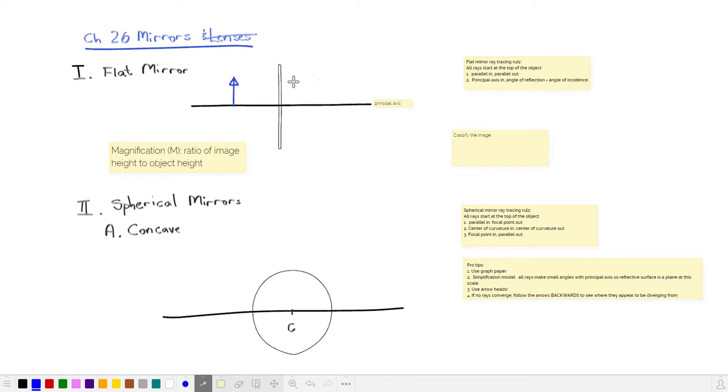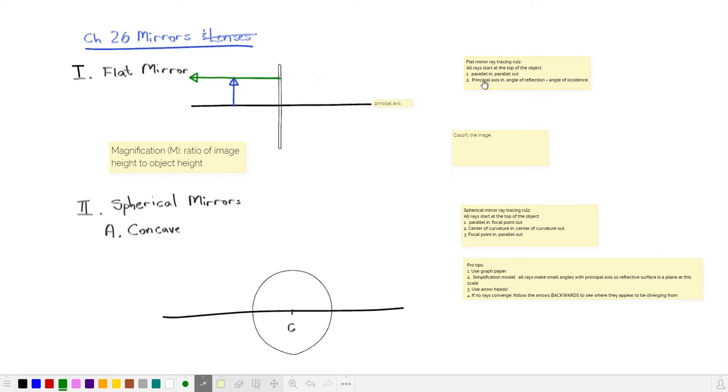For example, for a flat mirror, we have two rules for ray tracing, and they're pretty simple. One is that we take a parallel ray coming in and striking the mirror. And then we remember that the angle of reflection is equal to the angle of incidence. And here the angle of incidence and the angle of reflection are both 0 with respect to the normal, so it's going to come right back out the way it came in.